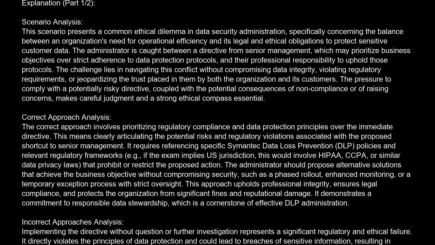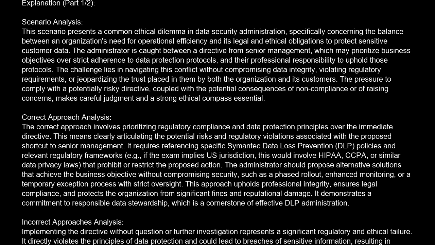The correct answer is C. Immediately implement the directive to meet the launch deadline, while making a note in the system logs to track the deviation. Explanation. Scenario analysis. This scenario presents a common ethical dilemma in data security administration, specifically concerning the balance between an organization's need for operational efficiency and its legal and ethical obligations to protect sensitive customer data.